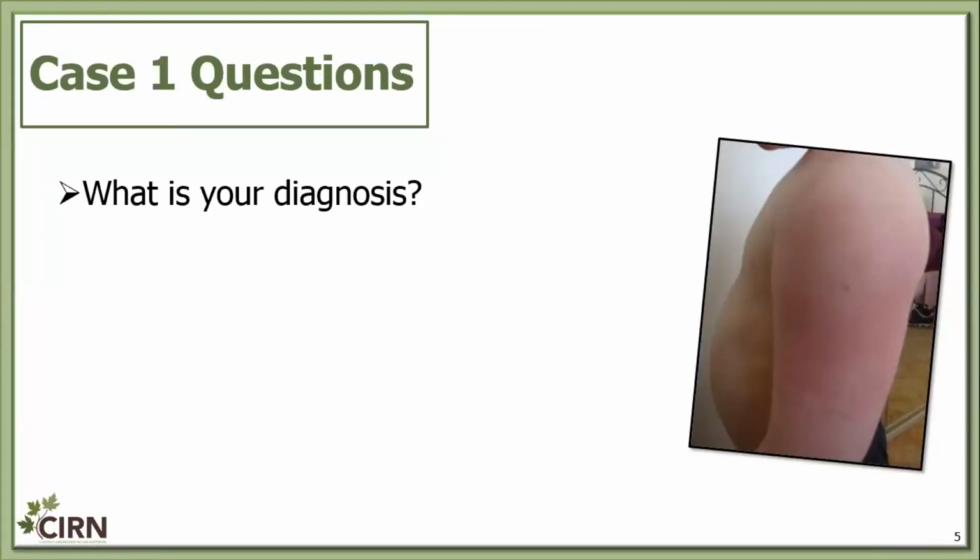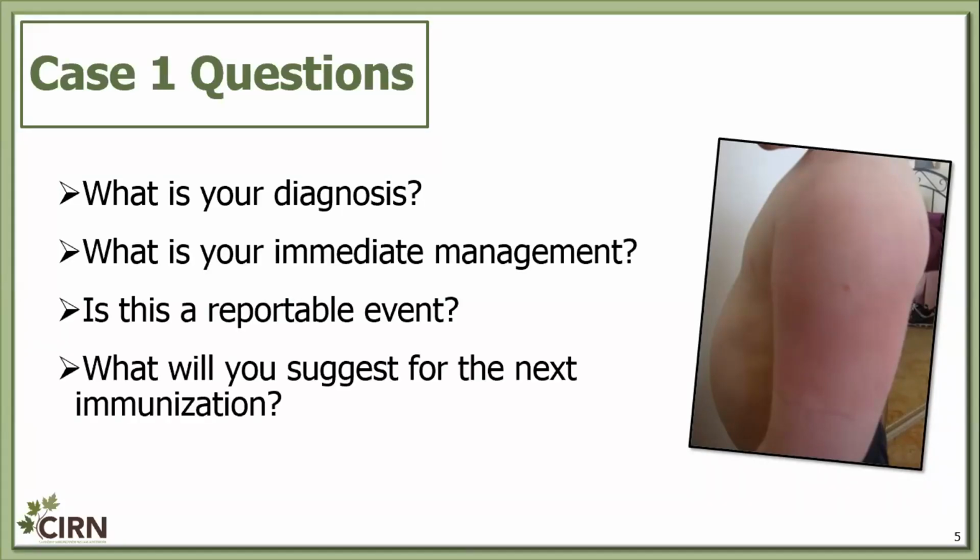But if you encounter a case like this, you should consider a number of questions. First of all, what is this? What's the diagnosis or your assessment? What would be your immediate management of this type of adverse event? Is it reportable? Does it need to be reported to public health as an AEFI? And what are you going to tell the family about the next vaccine, his 4 to 6 year booster of DTaP? So I'll let you ponder those, and we'll come back to that a bit later in the presentation.